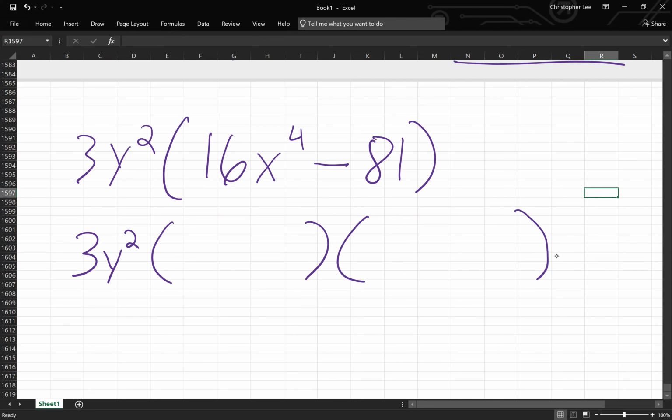Not 16. What times what is 16? Not 8. 4. What? 4x. 4x squared? Hold on, sorry. Microsoft be tripping. All right, 4x squared plus 9. Okay, and what is the other one?